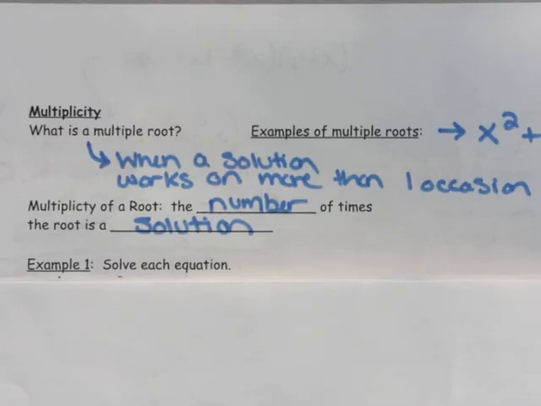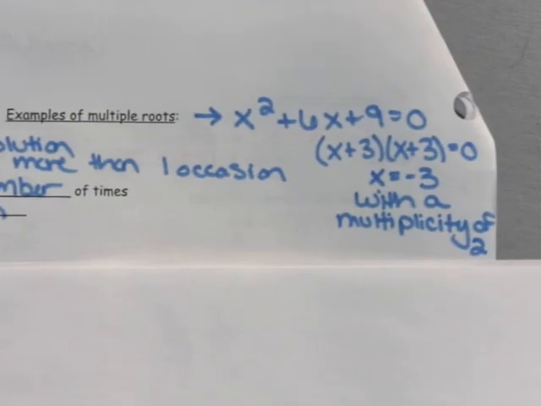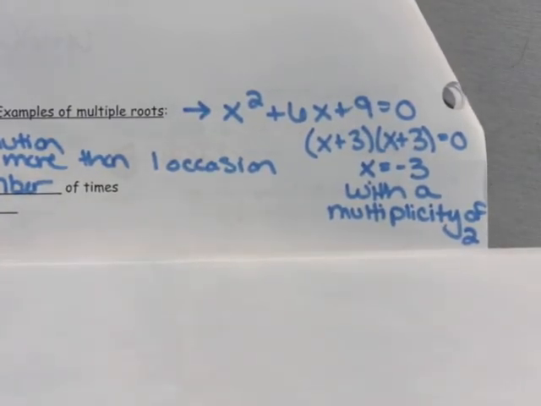So multiplicity is when a solution works for more than one occasion, meaning you factor something and it factors into x plus 3 and x plus 3 again. If you have the same parenthesis twice, then negative 3 is a solution twice. And the way that we word that is negative 3 with a multiplicity of 2. So here's an example, almost identical to the one I just rattled off. If you come across something and when you factor it, it factors into the same thing twice, that means that negative 3 would be a solution for both sets of parentheses. If it's a solution twice, that's when we get that multiplicity thing.